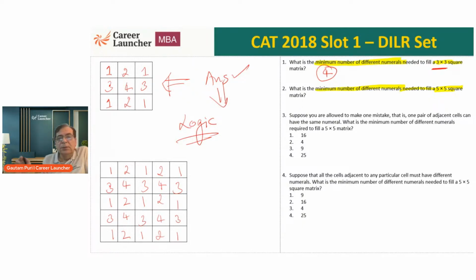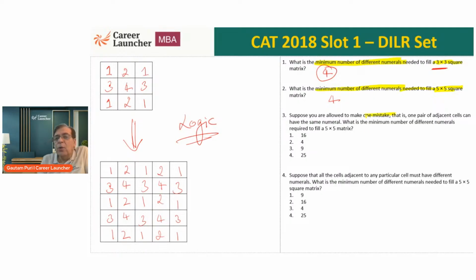Okay. Now what is the minimum number of numerals required to fill a 5 by 5 square matrix? It has to be 4. We have just filled up this thing. Using the same logic of the 3 by 3 set, we have used it for 5 by 5 also. Okay. Done? No issues, I hope, so far. Third question.